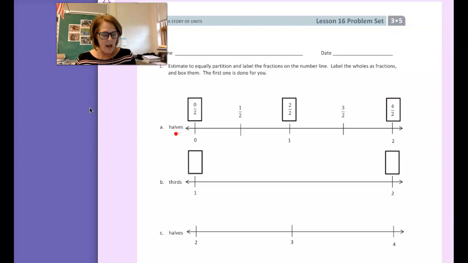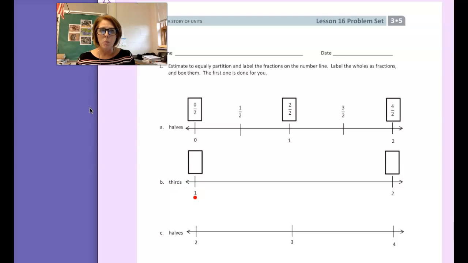They tell us how we're supposed to divide our number line in between the whole numbers. So between 0 and 1, we've divided it in half. Between 1 and 2, we've divided it in half. 0 is equal to 0 halves. Then we go 1 half, 2 halves, 3 halves, 4 halves. Okay? So, letter B is thirds.